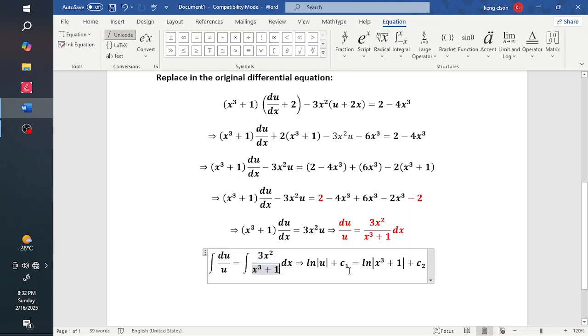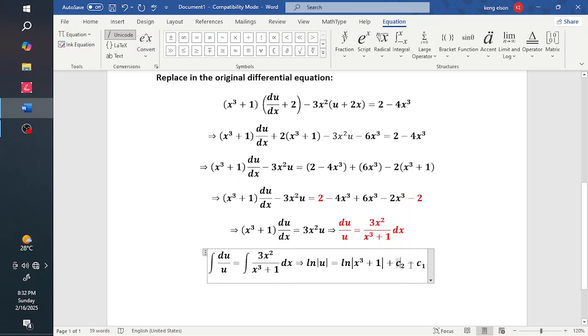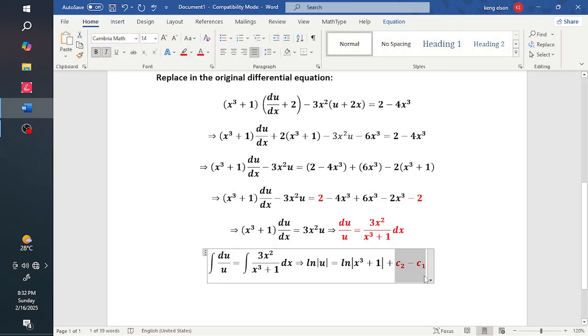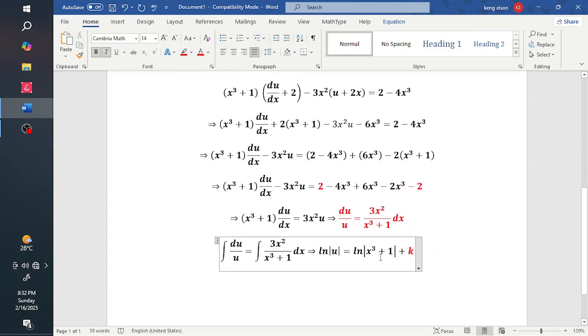Now you realize that if I subtract c1 on both sides, I'm going to have here c2 minus c1. But c2 minus c1 is also a constant because c2 and c1 are all constants. So I'm going to just call that constant k. That is why in general we always just add the constant to one side of the equation. Alright, now we need to find the value of k.